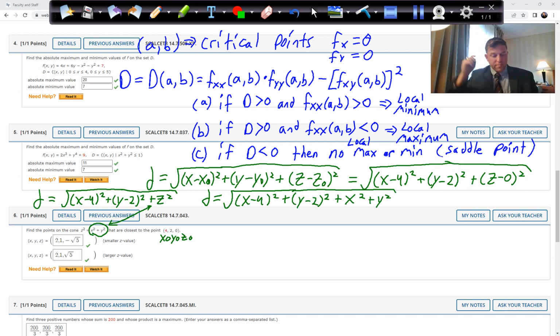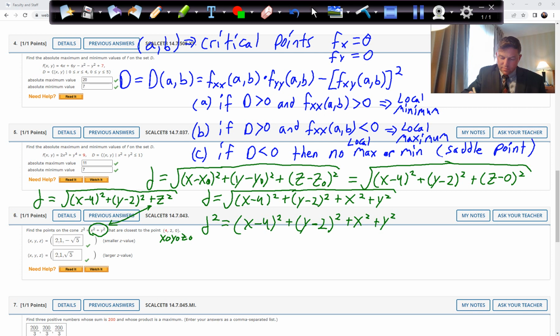Okay, now there's a trick here. We can either minimize this formula, which when we start taking partial derivatives is going to be very ugly because it has a square root on top, or we can minimize d squared, which is what we're going to prefer to do. So we are going to square both sides, and we're going to get x minus 4 squared plus y minus 2 squared plus x squared plus y squared. This is a trick you probably wouldn't think of unless I showed you. That is what we're going to try to minimize, the distance squared. And in essence, if we minimize the distance squared, we're also minimizing the original distance.